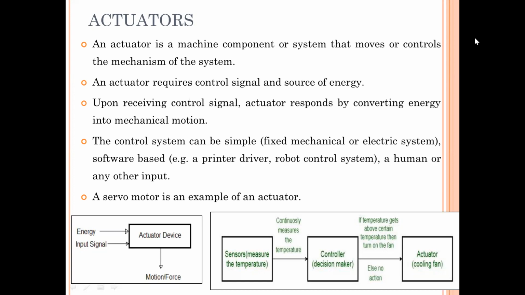This control system can be a simple, fixed mechanical or electric system, or it can be software based, or a human input, or any other type of input. In general, an actuator is a device which will read the input in the form of energy and convert it into a mechanical motion. You can look at the diagram here. The actuator device reads the input signal and the energy and converts it into a mechanical motion or force. An example of an actuator is a servo motor.